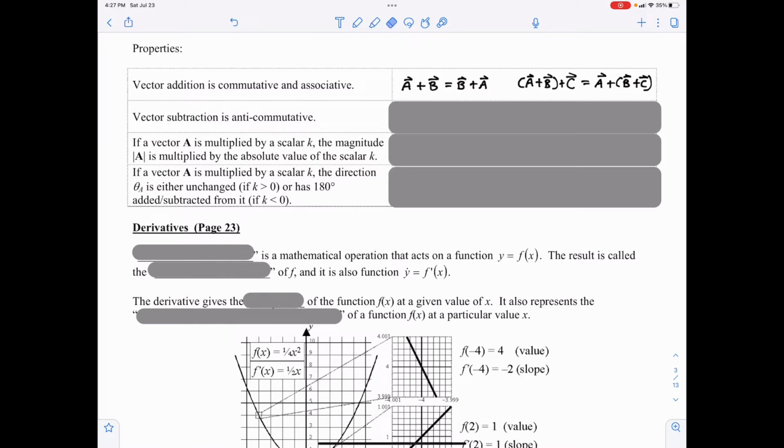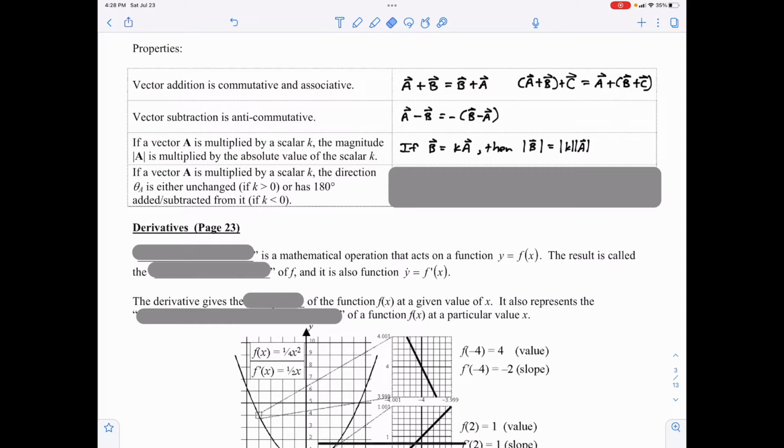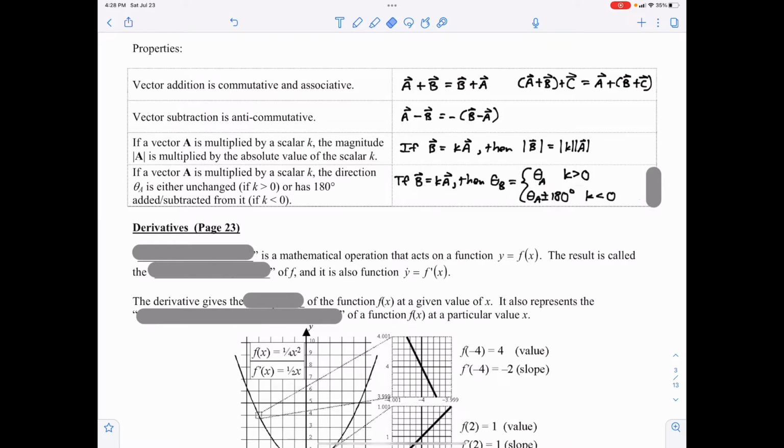Now, vector subtraction is anti-commutative. That means A minus B is the negative of B minus A. Now, if vector A is multiplied by scalar k, the magnitude of vector A is multiplied by the absolute value of scalar k. And then finally, if vector A is multiplied by scalar k, the direction of B, angle theta B, is the same as A if k is positive, but if k is negative, then we need to either add or subtract 180 degrees to figure out the direction of angle B.